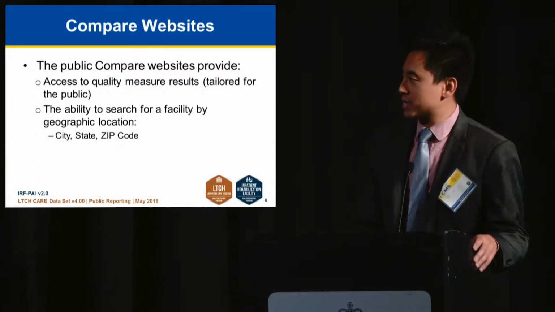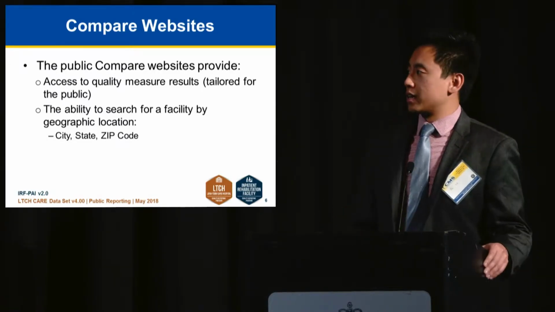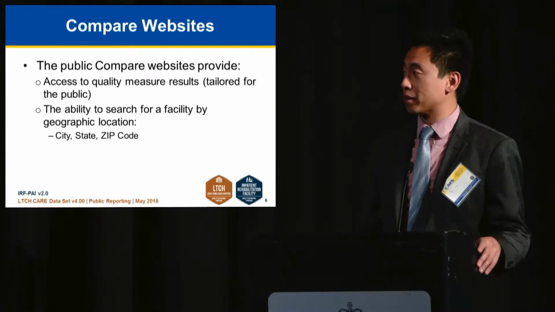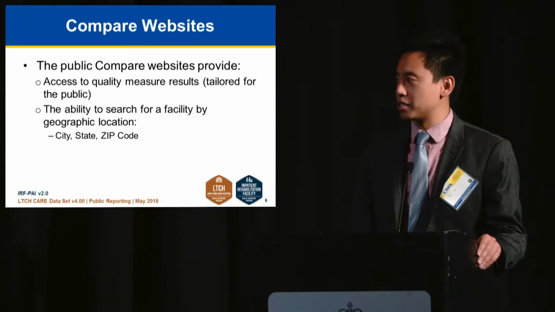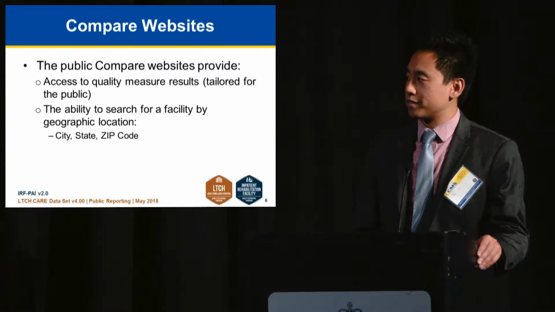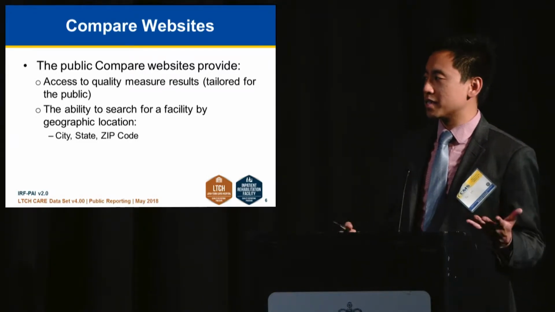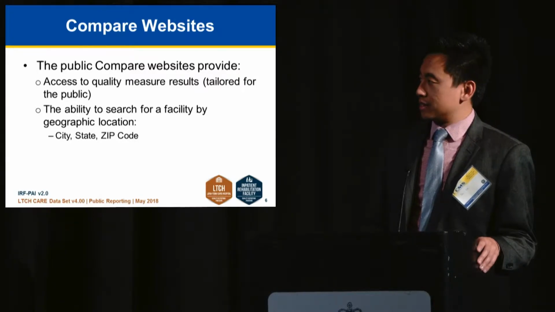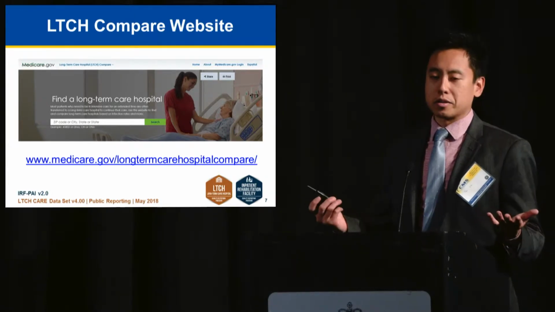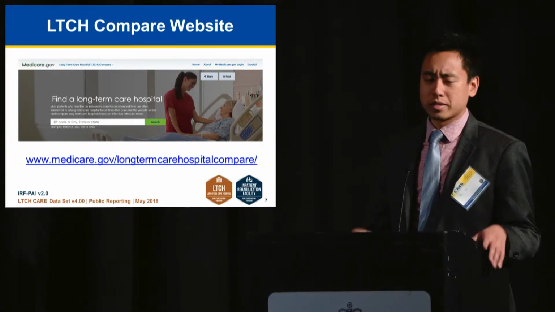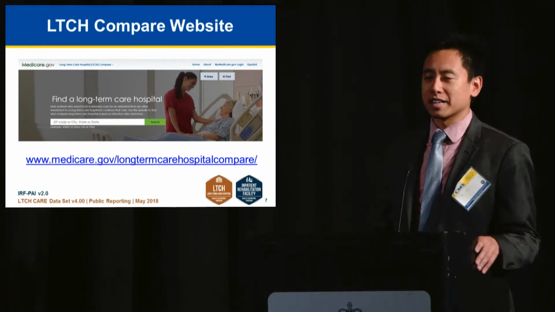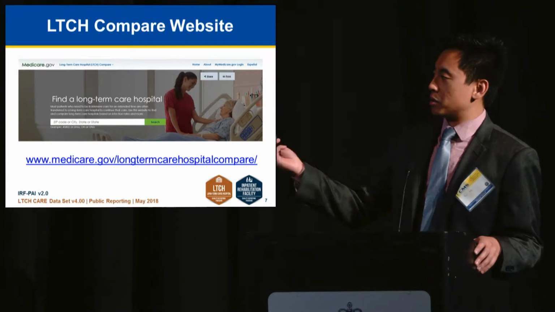So we start out with the Compare website. As you all know, the LTAC and IRF-Compare websites are up, and the public are able to access quality measure results. The public has the ability to search for a facility by geographic location, so city, state, zip code. The web address is below the screenshot, but you can also go to a search engine, type in IRF-Compare or LTAC-Compare, and usually the first hit is the Compare website. So here's the home page.